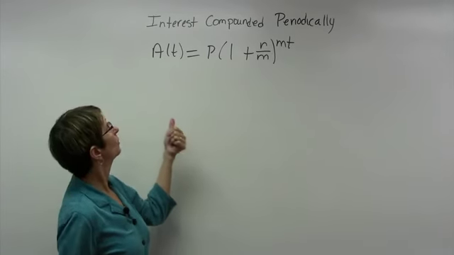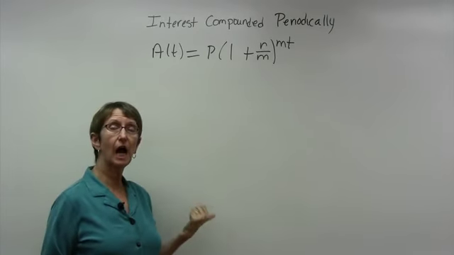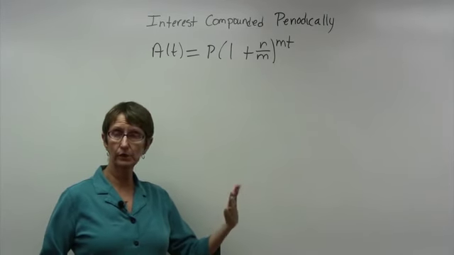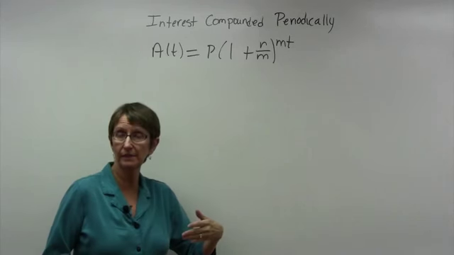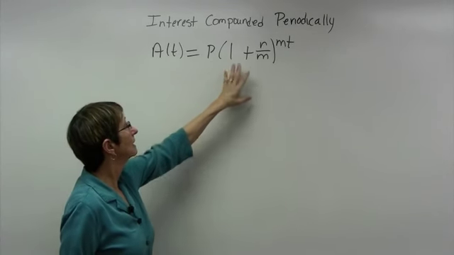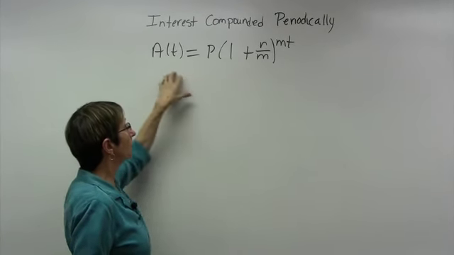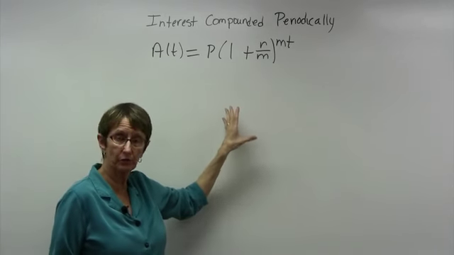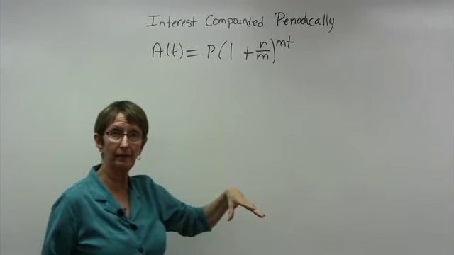In this section, we will look at interest compounded periodically. So it could be once a year, twice a year, 3 times a year, quarterly. This formula is the most general formula that handles every situation where it's a periodic compounding.